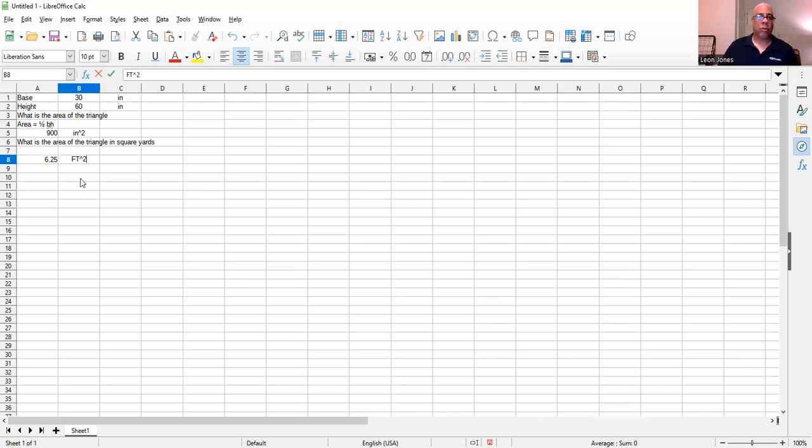A little slow, I'm doing it with Excel here so I can show you how I did the problem. Now, I'll go through it one more time. I got 6.25 square feet. So what I did, took 900. I divided it by 144.